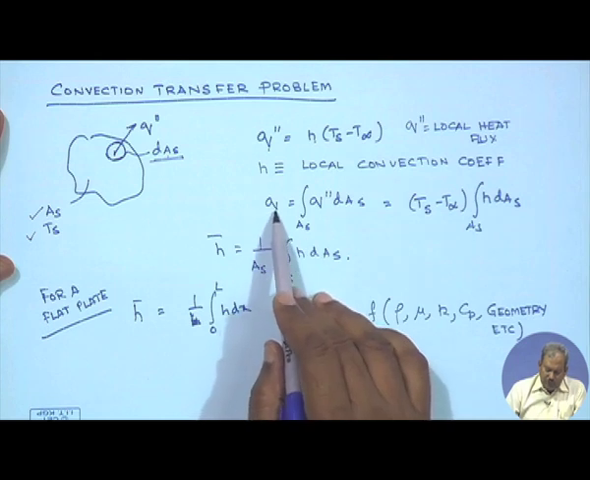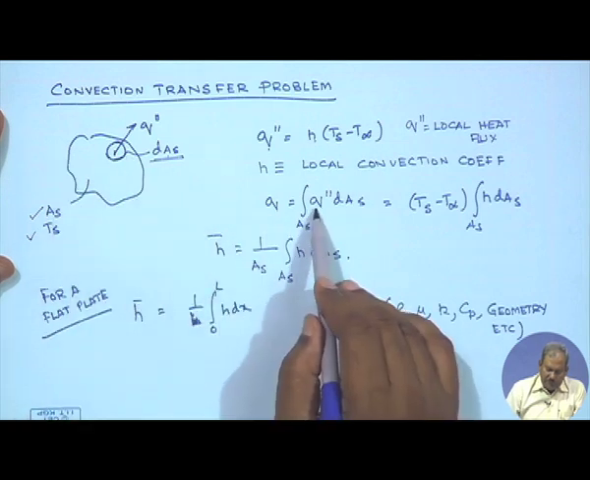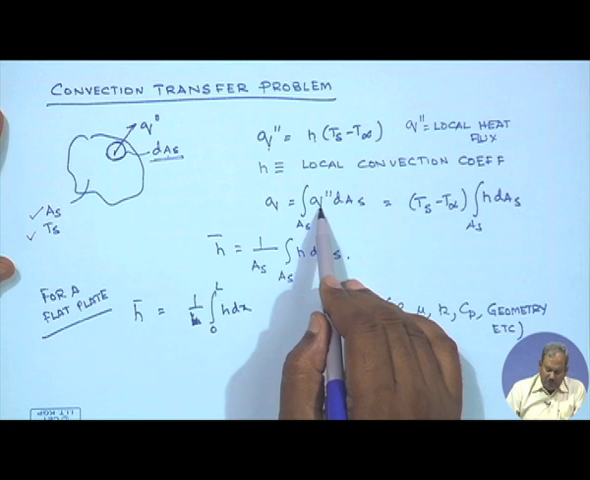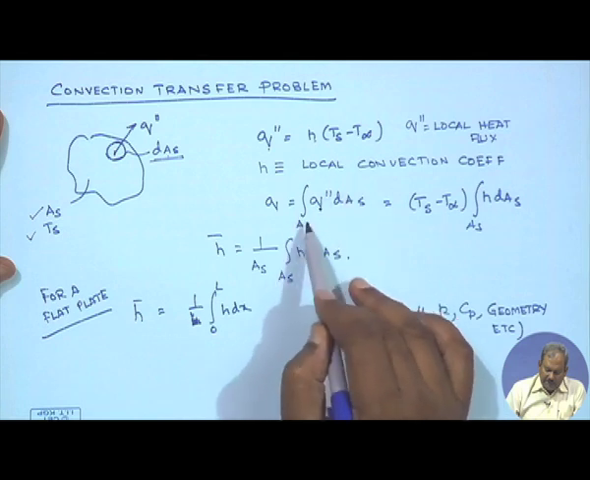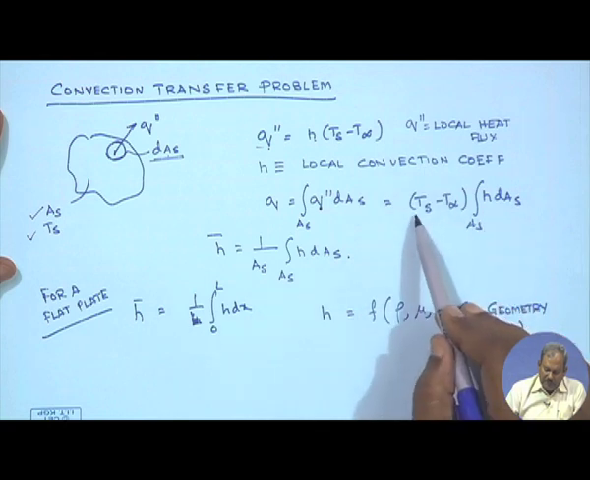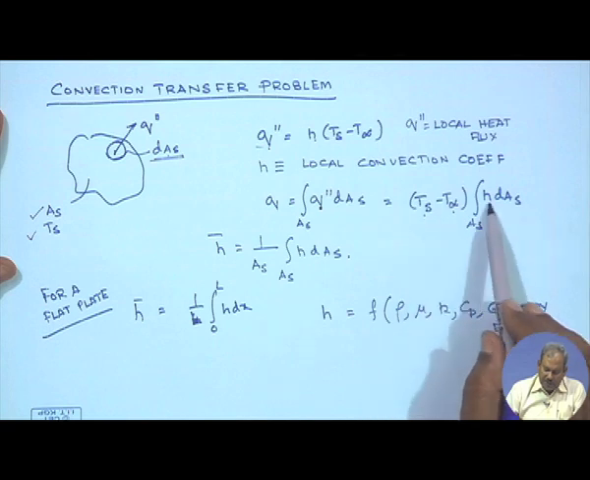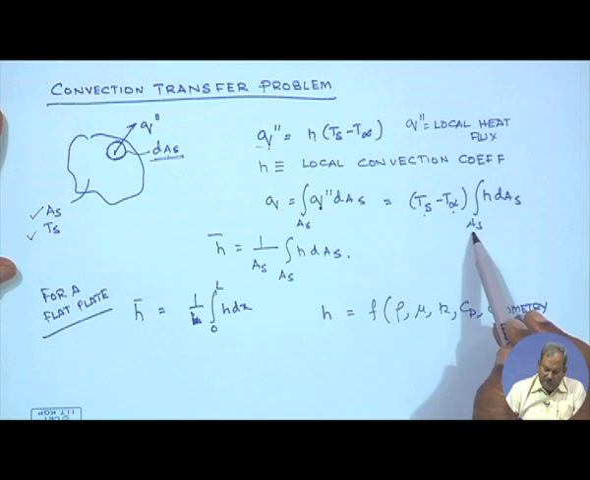So, if we try to find out what is the total heat loss from the entire object, I simply have to integrate this local heat flux over the entire area, and if I put the expression of the local heat flux in here, since Ts minus T infinity is constant, it comes out of this, and I have h averaged over the entire surface area.